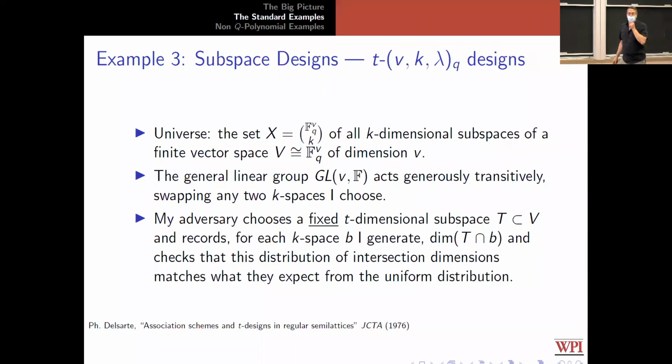Example 3, the next design theory is subspace designs. Instead of k-subsets of a v-set, we take k-dimensional subspaces of a v-dimensional finite vector space, and the group acts transitively, so therefore you have an association scheme. Your adversary chooses a fixed t-dimensional subspace, and now I start generating k-spaces, and the adversary counts the dimension of the intersection, and I want that to match.